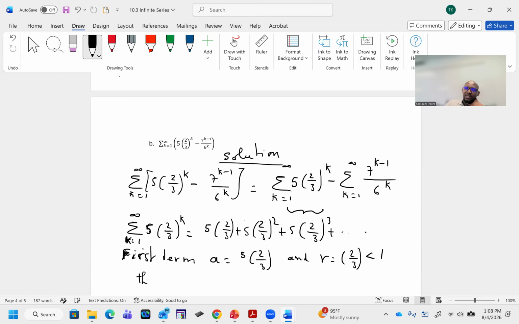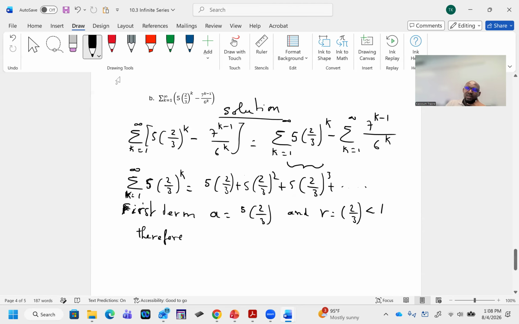Therefore, that's easy to conclude. The sum from k equals 1 to infinity of 5 times 2/3 to the power of k would just give me A divided by 1 minus r, which is 5 times 2 divided by 3 divided by 1 minus 2/3. Simplify everything. This will give me 10.